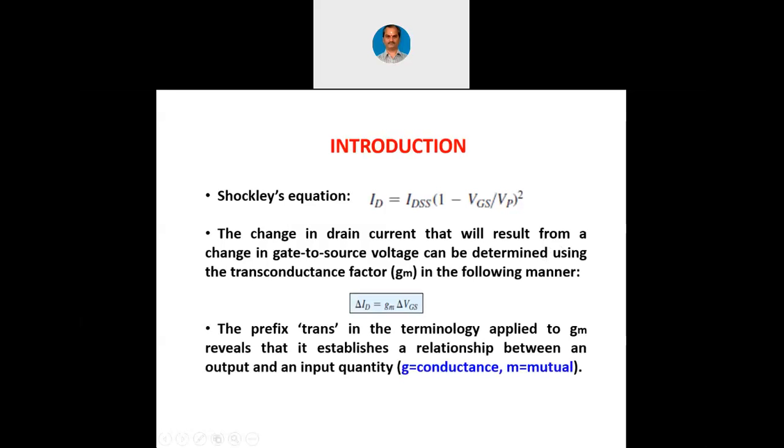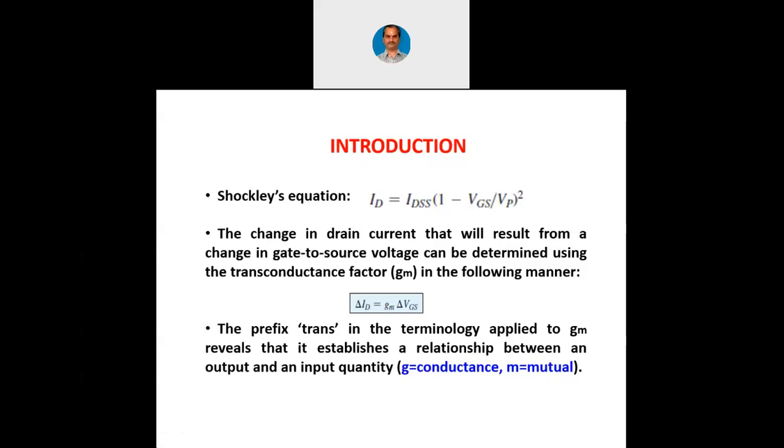The prefix trans in the terminology applied to GM reveals that it establishes a relationship between an output and an input quantity. Now G is conductance, M is mutual. Somehow we are going to relate it this way. R is resistance, G is conductance. And when we write M, we write mutual. So that way, now you can remember this GM as mutual conductance.